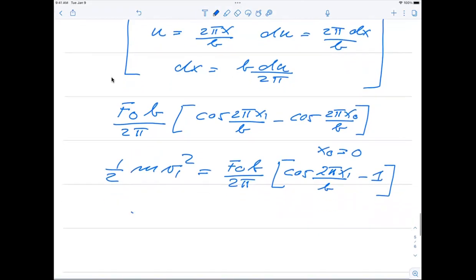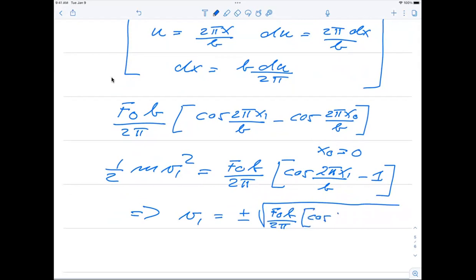That means that when we now take the square root, we get that the velocity v1 is plus minus the square root of f0 b divided by 2 pi, times this cosine function of 2 pi x1 divided by b minus 1. This is actually one of the exercises which we are going to see in one of the coming homeworks.